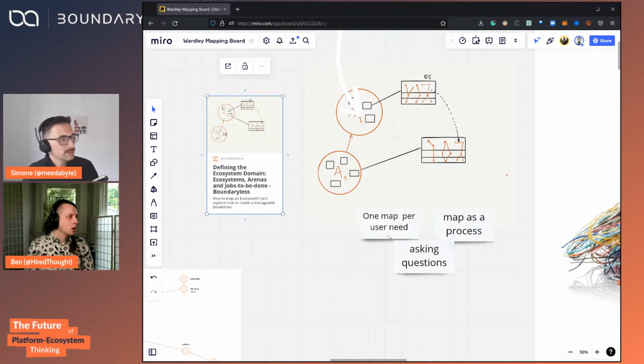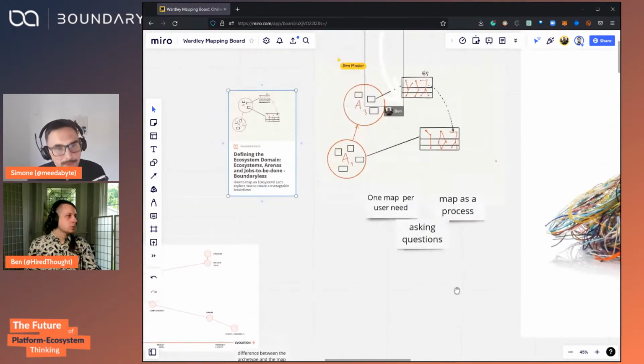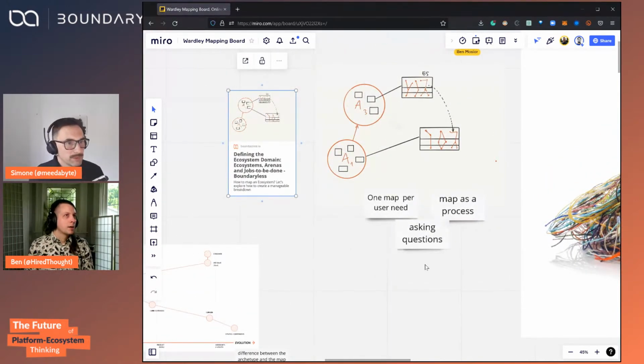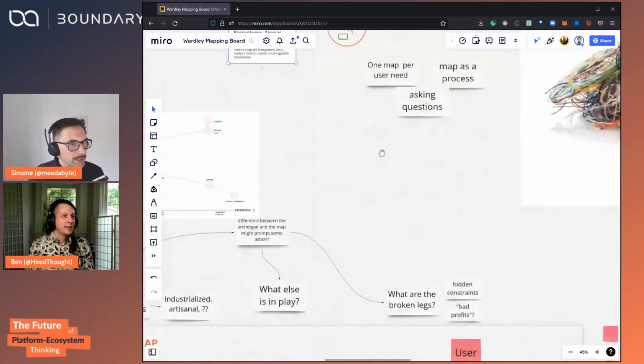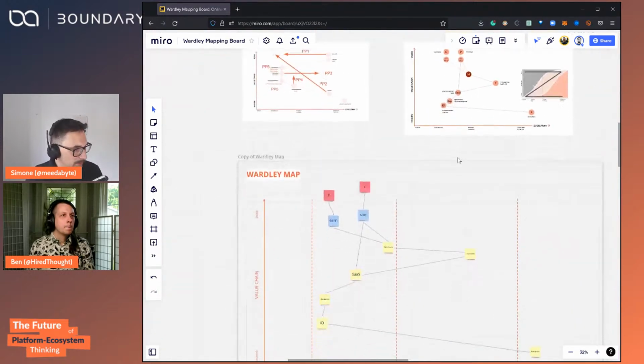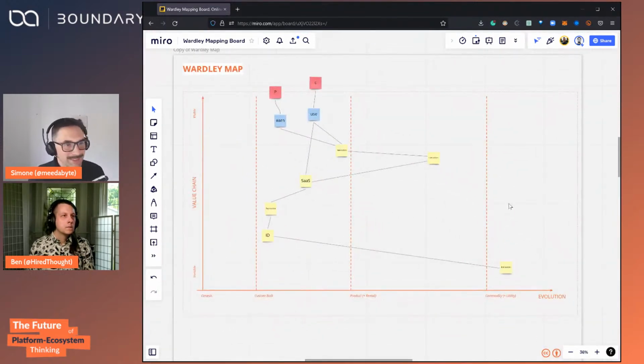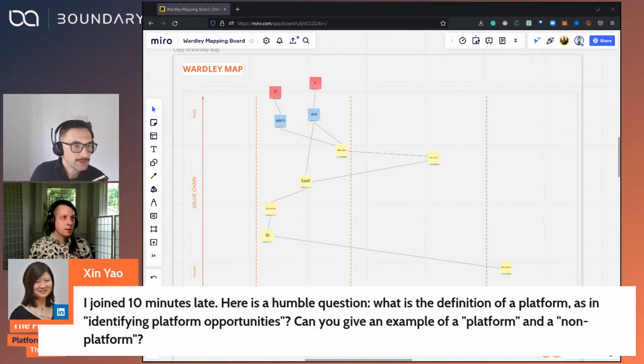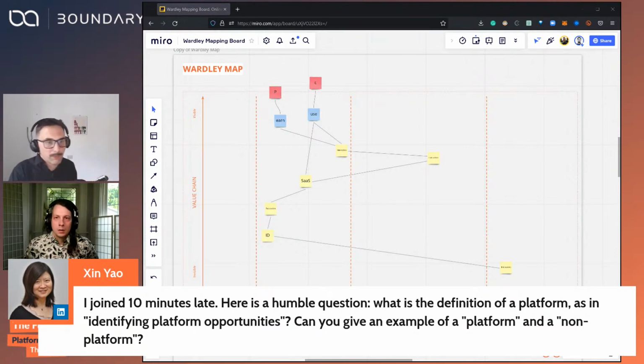Right. So let's move into the last bits of the conversation for today. We still have more or less 25 minutes. I would like to pick your brain on another piece, and I think this is just the start of our conversation around this. Somebody asked an interesting question. She said she connected later and asked, what is the point? How do you identify this platform opportunity? Examples of platform and non-platform.